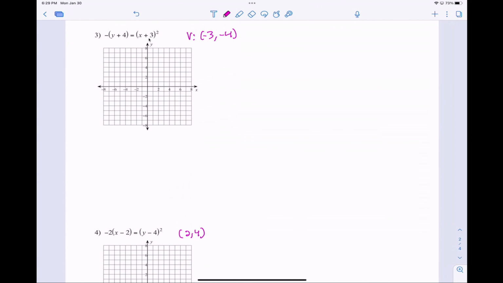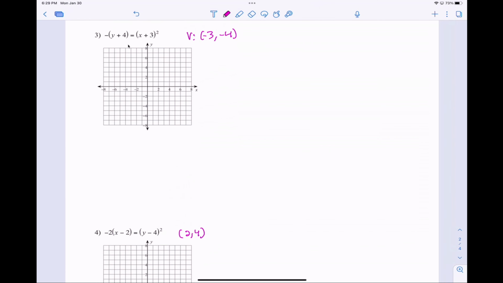Make sure you put the x coordinate based on the number you see next to the x value. Make sure you put the y coordinate based on the number you see next to the y value. Which one's on the left or right does not matter for that.